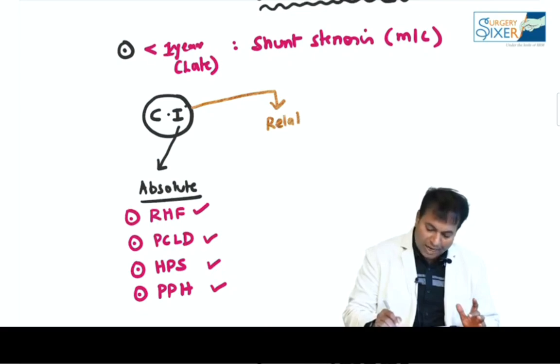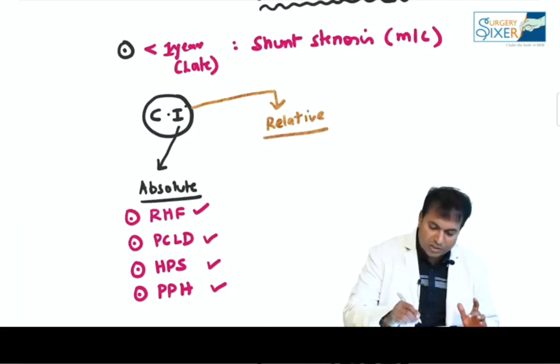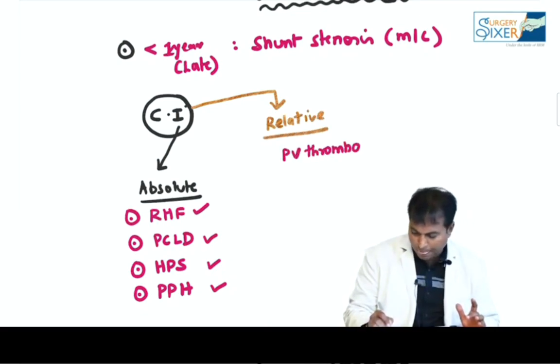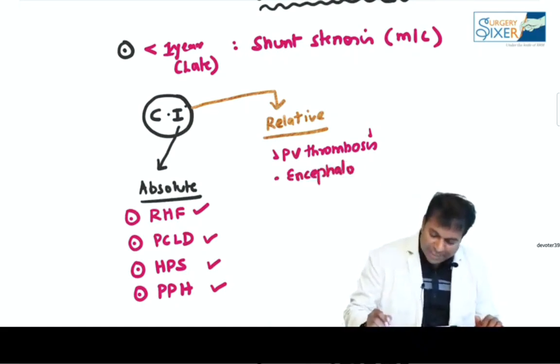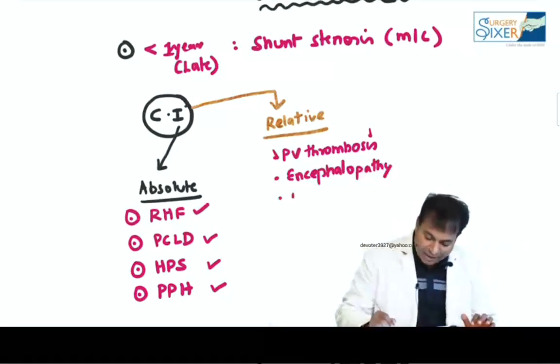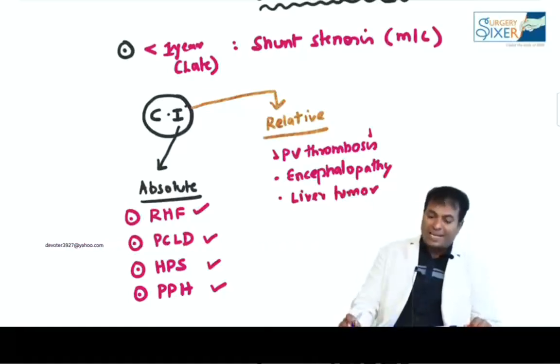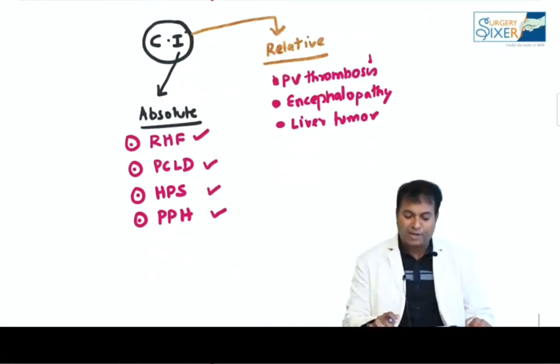What are the relative contraindications for doing TIPS? Portal vein thrombosis: if there is portal vein thrombosis, how can you do a bypass? No use. Already encephalopathy: if the patient already has encephalopathy, we cannot do it. And if there is a tumor inside the liver, we also cannot do it. So the relative contraindications are portal vein thrombosis, encephalopathy, and liver tumor.